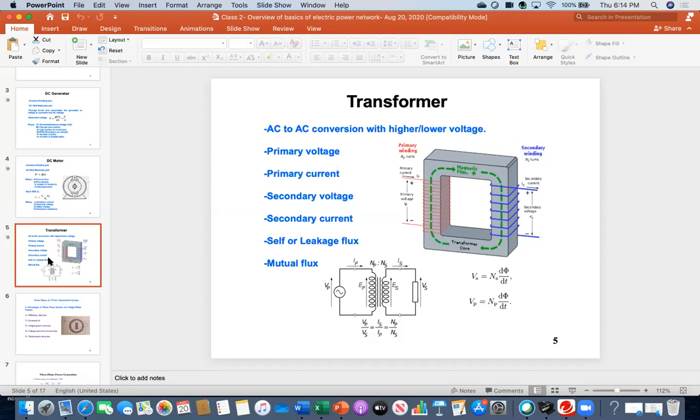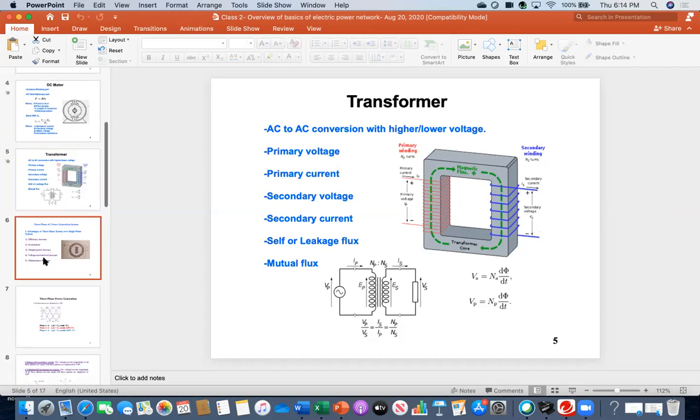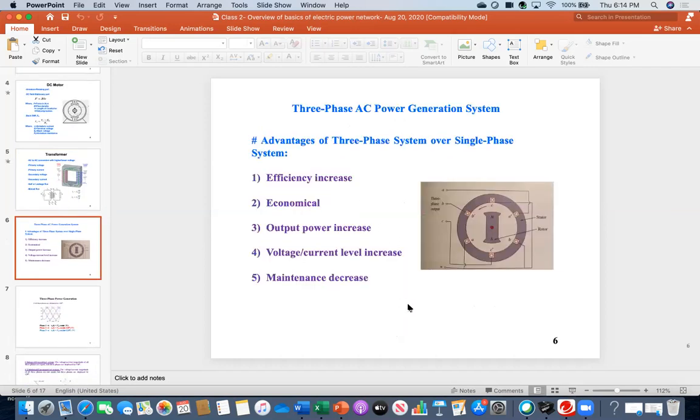Okay, so moving forward, these are the new slides that I have added for you that were not available before. I already uploaded these because after the transformer we will be discussing the synchronous generator, synchronous motor, and induction motor, all of which are three-phase AC systems. That's why I thought, let me put in a few new slides, and that will help you a lot.